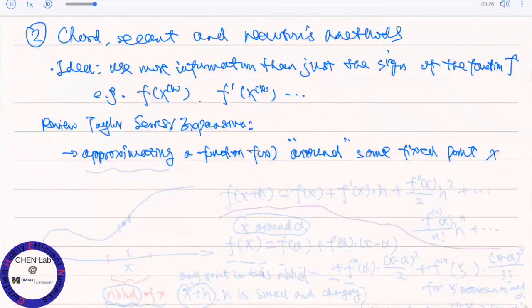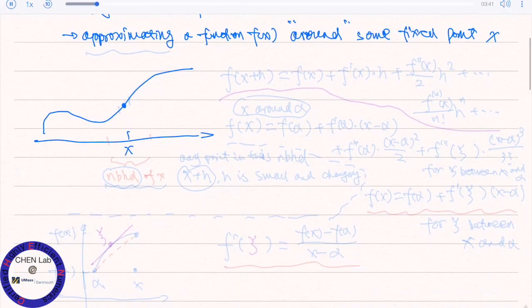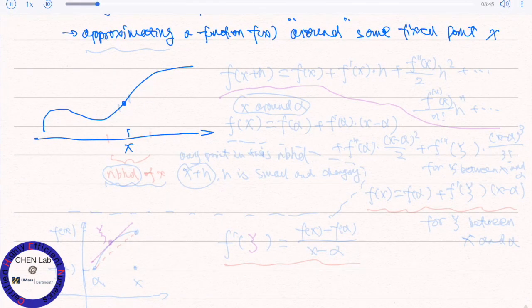So you have a function f of x at some point x, and x is fixed, given any fixed point. You're trying to look at a neighborhood, a neighborhood of x.